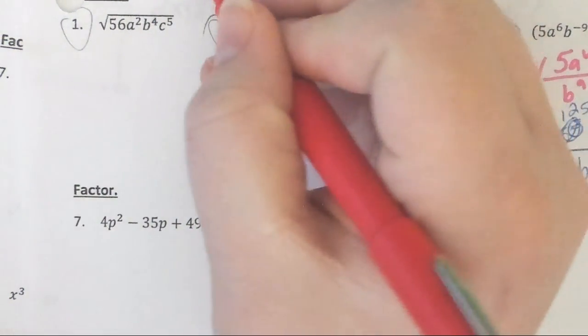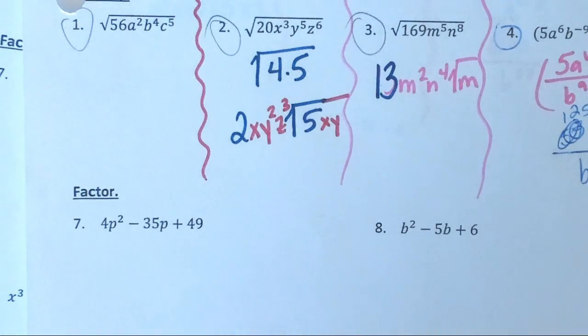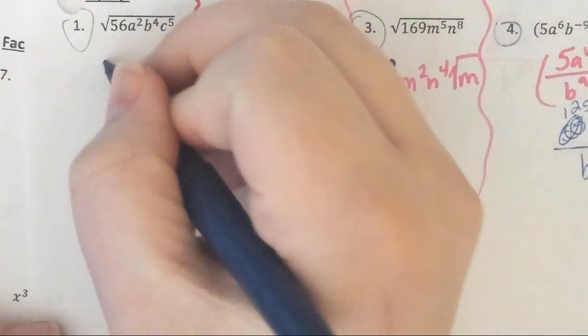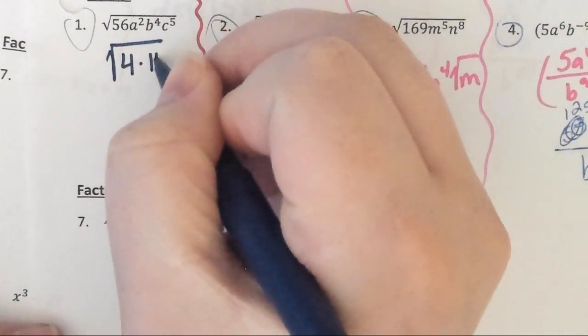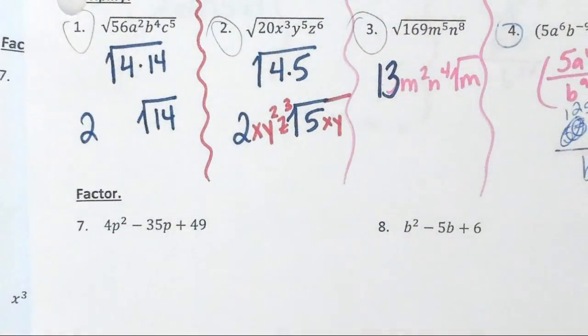Okay, number 1, I need 2 things that multiply to 56. If you say 8 and 7, I'm going to be mad because neither of those are perfect squares. 4 and 14, Drea's getting her another point. So I know it's going to be 2 and a 14 because the square root of 4 is 2.